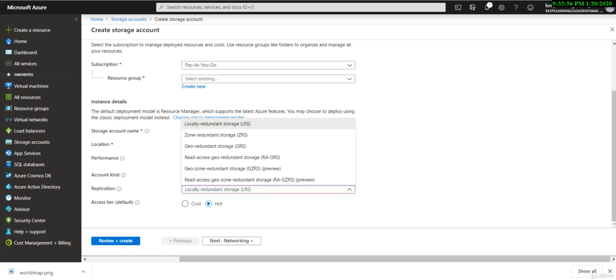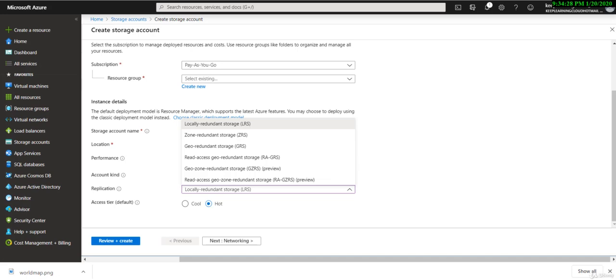So if you enable RAGRS and your primary endpoint for your blob service is, let's say, myaccount.blob.core.windows.net, then your secondary endpoint will be myaccount-secondary.blob.core.windows.net. The access keys for your storage account are the same for both the primary and secondary endpoints.